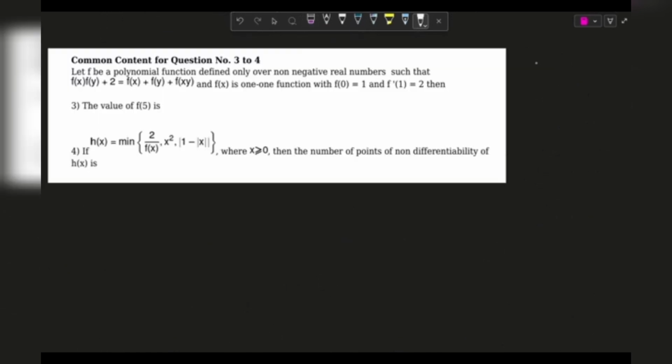So here's our next question for today, and this is a very good question. I would recommend you guys to try this out. This is a very good question. I will wait for a few seconds. Okay, so I'm starting off.